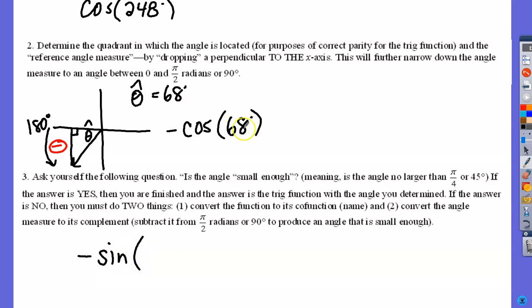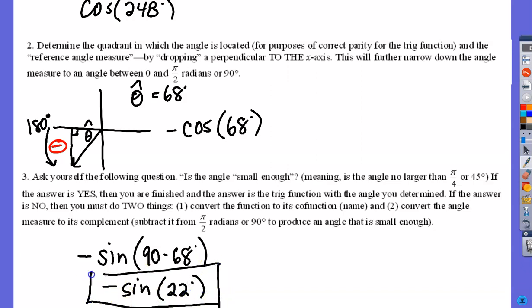remember, it would be the sine of the complement. So you're going to have to do 90 minus that. So then I get sine of 22. So woo, all the way from the very beginning, that was the exact same thing as negative sine 22.